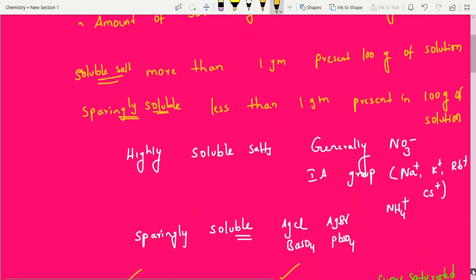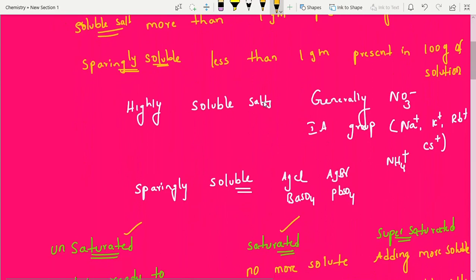Now, highly soluble salts. Highly soluble salts are generally nitrate salts. Most of the salts are soluble, students, but generally nitrate salts are more soluble. And first A group also, like sodium, potassium, rubidium, cesium. Francium is a radioactive element, and lithium has more lattice energy, that is why it is less soluble when compared to others. And ammonium salts also, like ammonium chloride, dissolve in cold water itself, right?